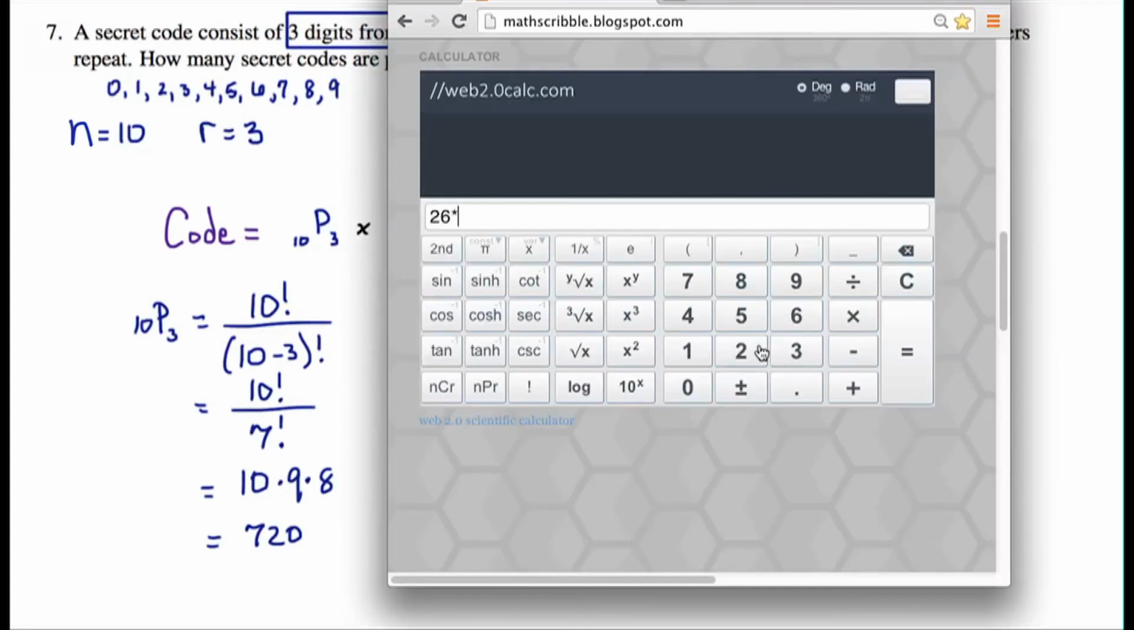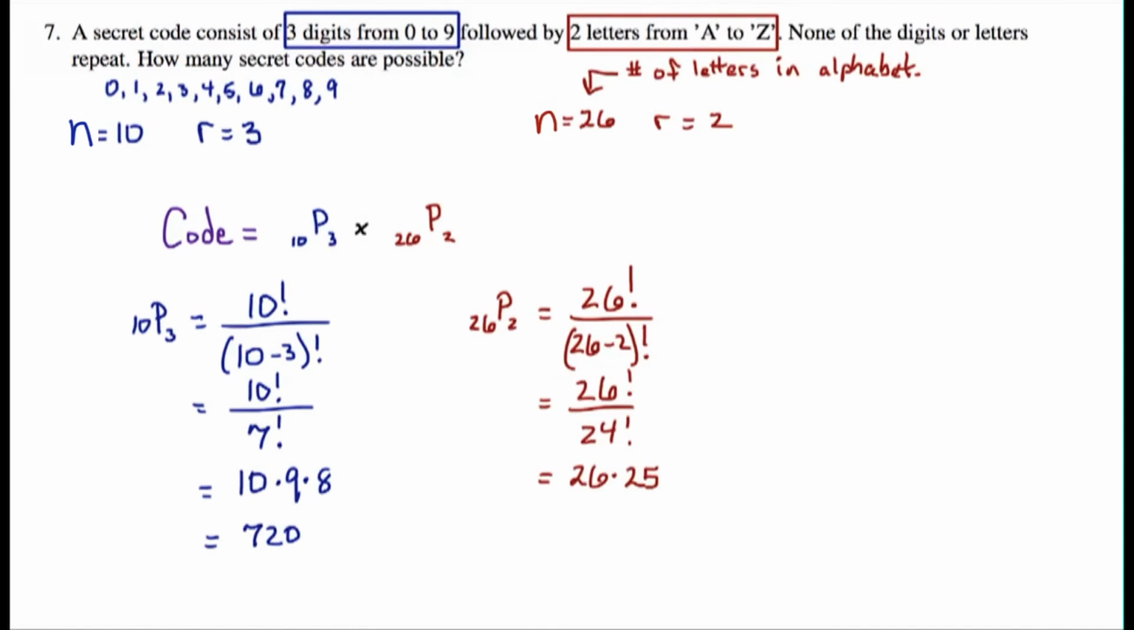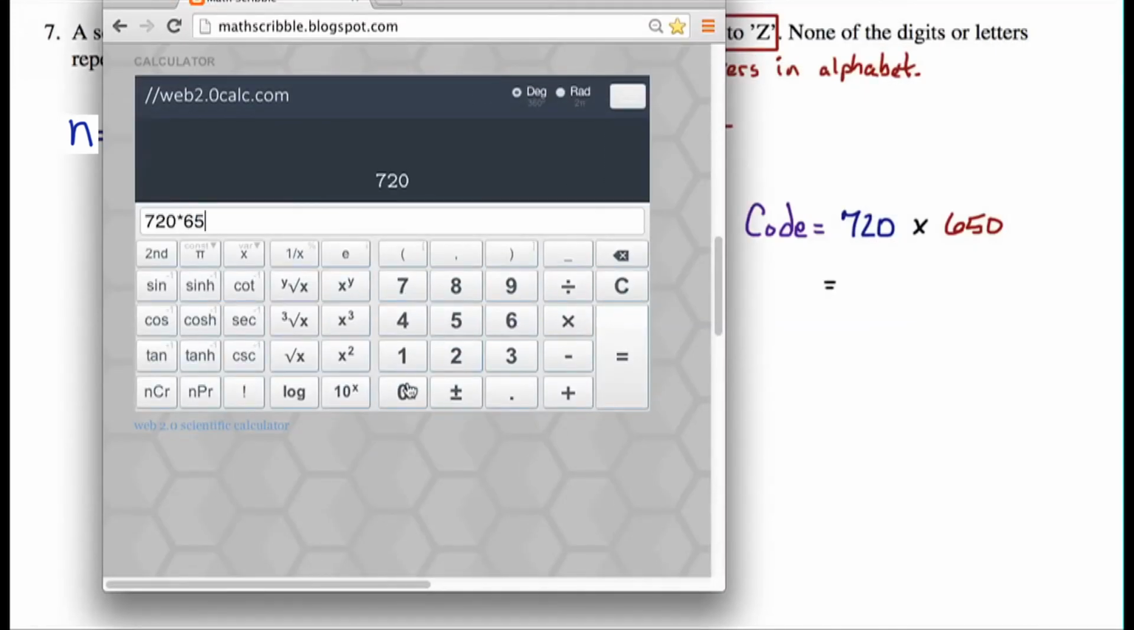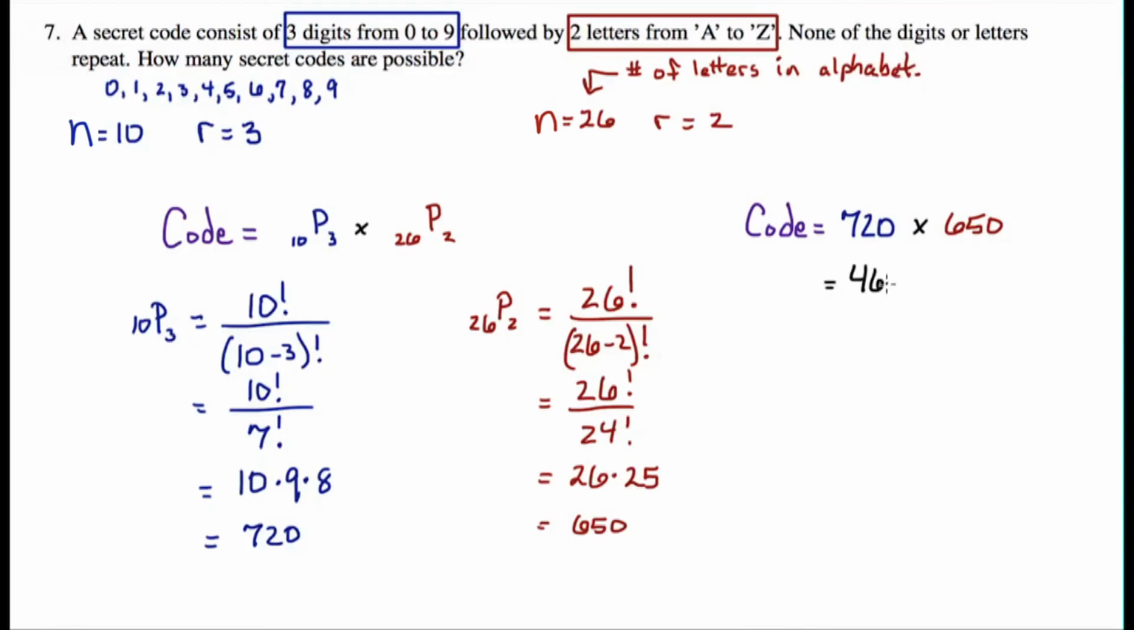26P2 is the second one, and I get 650. And the code is multiplying these 2 permutations together. 720 times 650. There are 468,000 secret codes possible using the 3 digits 0 through 9 and then a 2-letter combination A to Z.